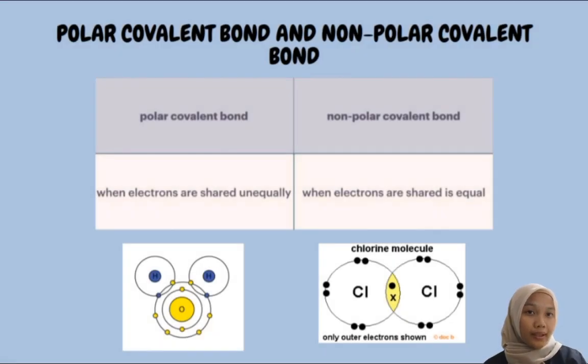For your information, covalent bonds are divided into two: polar covalent bond and non-polar covalent bond. A polar covalent bond happens when electrons are shared unequally. A non-polar covalent bond happens when electrons are shared equally. The example for a polar covalent bond is water. Water is a polar molecule and also acts as a polar solvent.